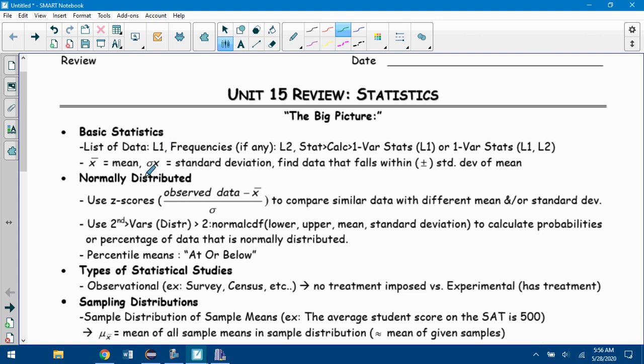Okay. Next we have normally distributed versus using z-scores. You use z-scores, again like the warm-up, to compare similar data with different means and standard deviations, but you just do normal CDF to calculate probabilities or percentages of data. Percentile, again from the warm-up, means at or below.